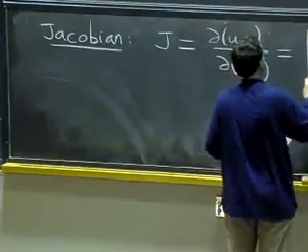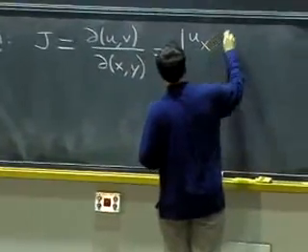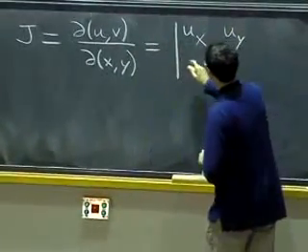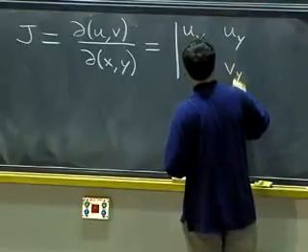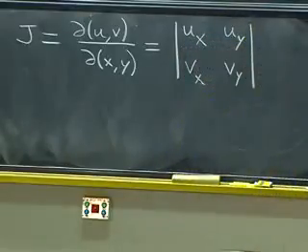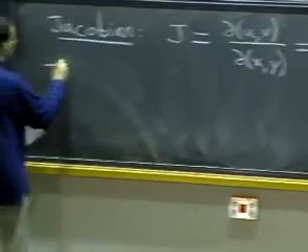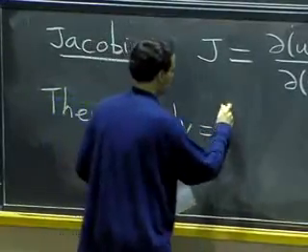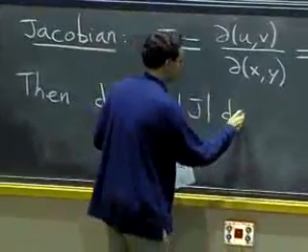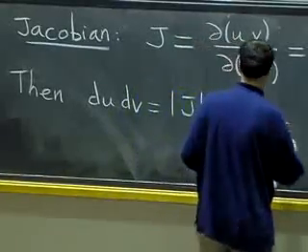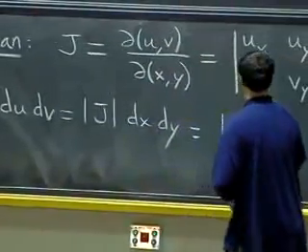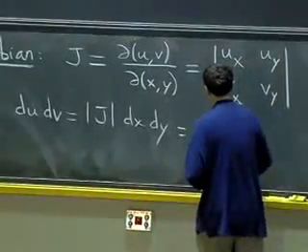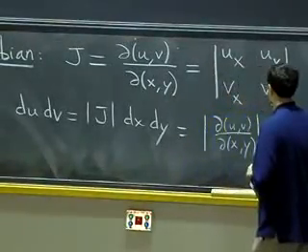So it's the determinant of the matrix u sub x, u sub y, v sub x, v sub y. The matrix that I had up there. Okay, and what we need to know is that du dv is equal to the absolute value of J dx dy. Or if you prefer to see it in the easier to remember version, it's the absolute value of partial of uv over partial xy, dx dy.